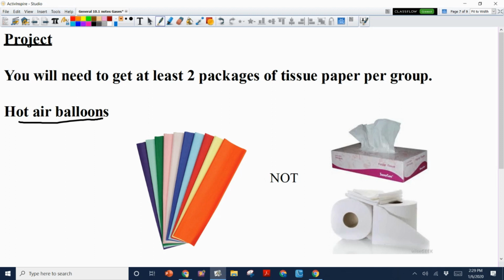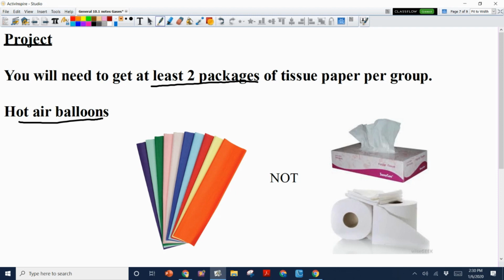I need you to bring at least 2 packages of tissue paper per group. If you bring tissue paper in tomorrow, and this is for tomorrow only, I'm going to give you 2 power-ups. So 1 power-up for each package of tissue paper that you bring in. Now don't bring in 50 of them because I'm not going to give you 50 power-ups. So the limit is 2.